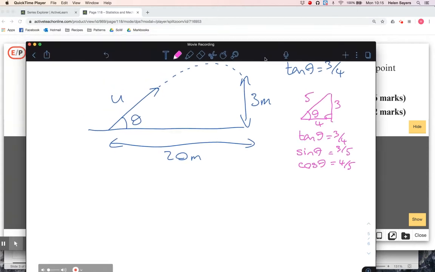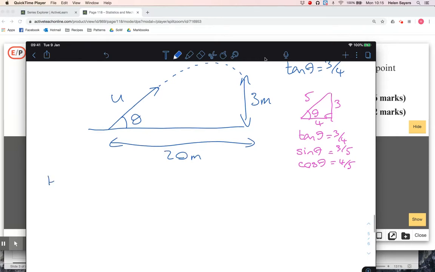I'm going to need to think about the vertical and the horizontal components of the motion. So let's go horizontally first, because that's usually easier. Horizontally, the initial velocity is going to be capital U, and I want that component of it. That's adjacent to angle theta, so it's going to be capital U cos theta. I know that it gets 20 meters, and because we don't have to worry about air resistance, the horizontal acceleration is 0.